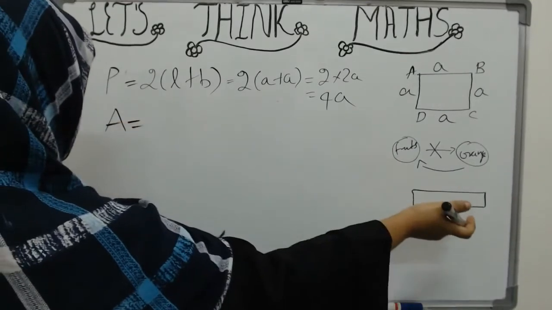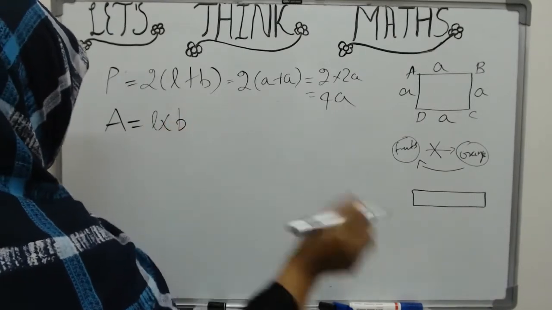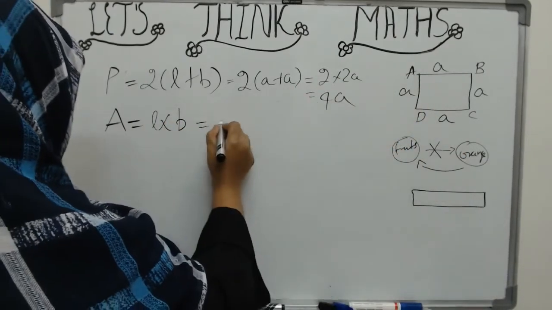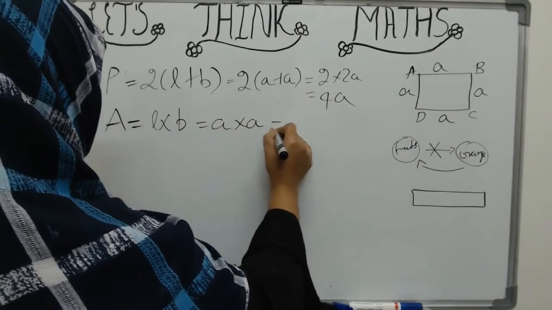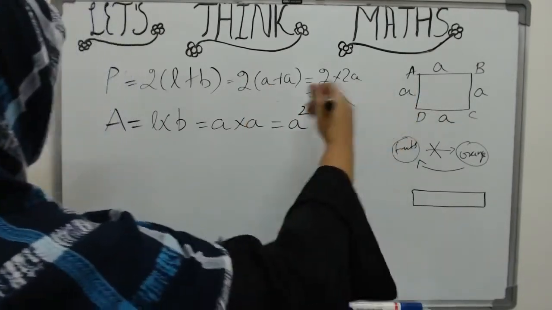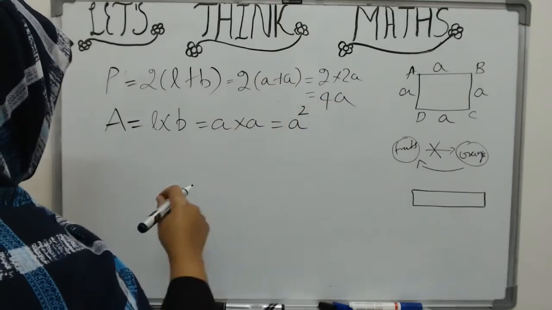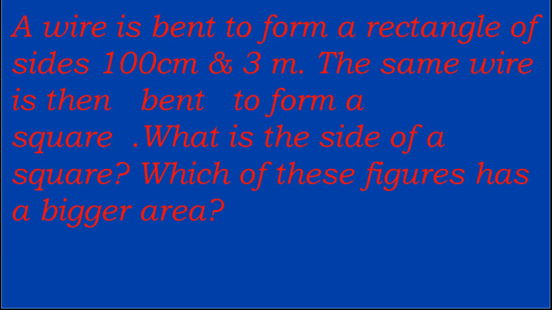Now what is the area of a square? The area of the rectangle applies here also. It will be L into B, but in a square, L is equal to A and B is equal to A. So the answer is A square, and whatever unit comes, you put the square of that. Now let us just do some practice problems.